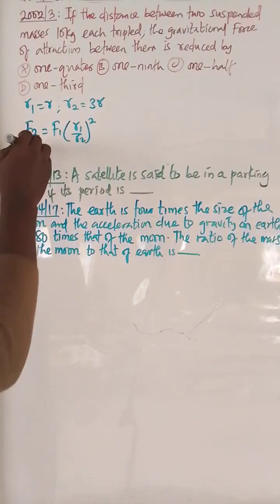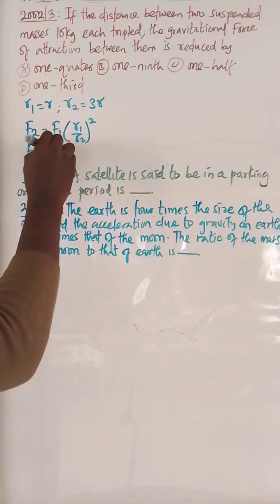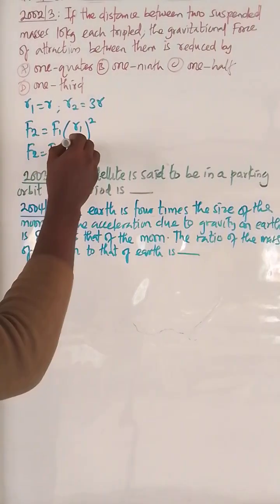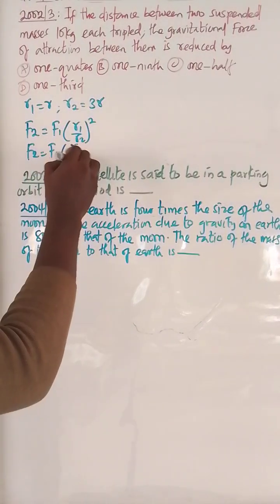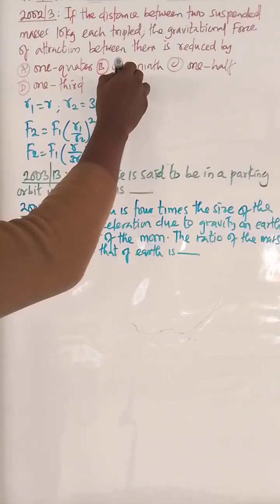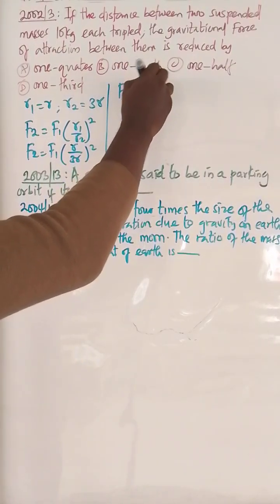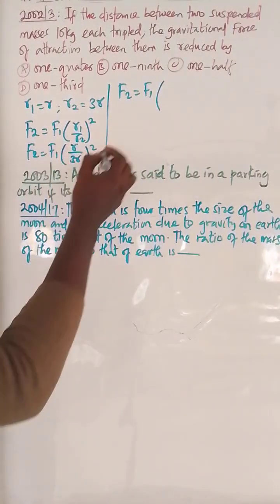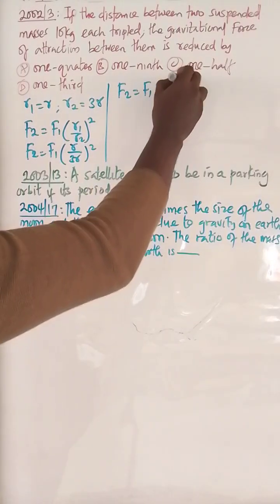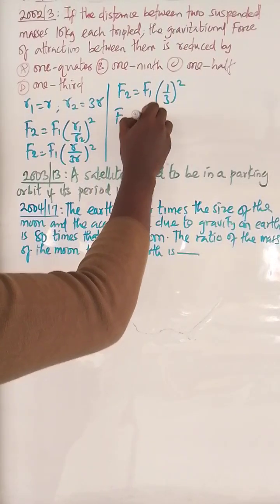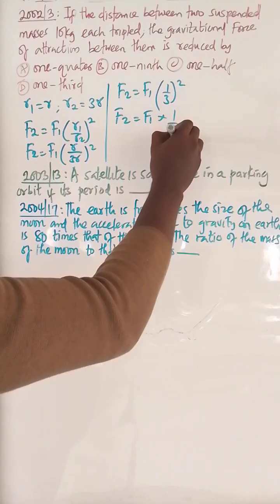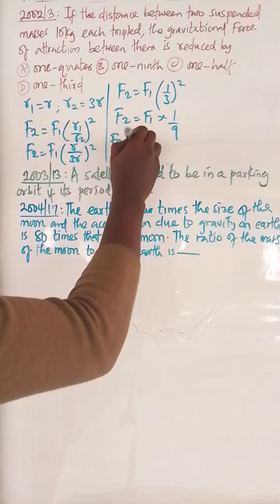So directly let's apply this. The new force F2 equals F1 times R1 over R2, which is 3R, all squared. So F2 equals F1 times R1 over 3R1, that's 1 over 3 all squared. Then F2 equals F1 times 1 over 9. So the new force is what?